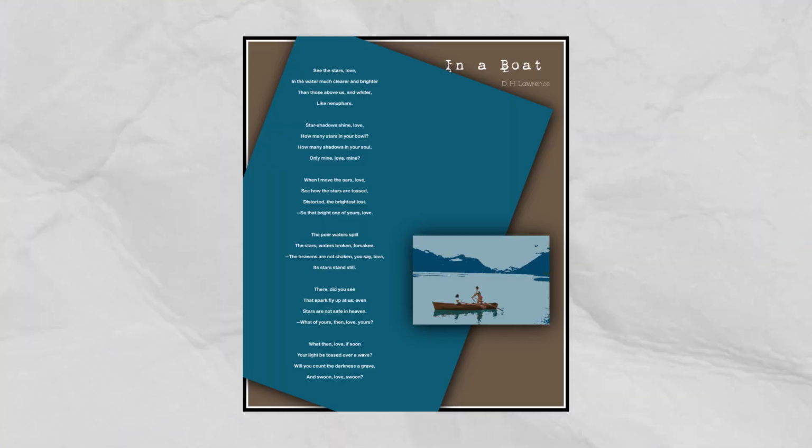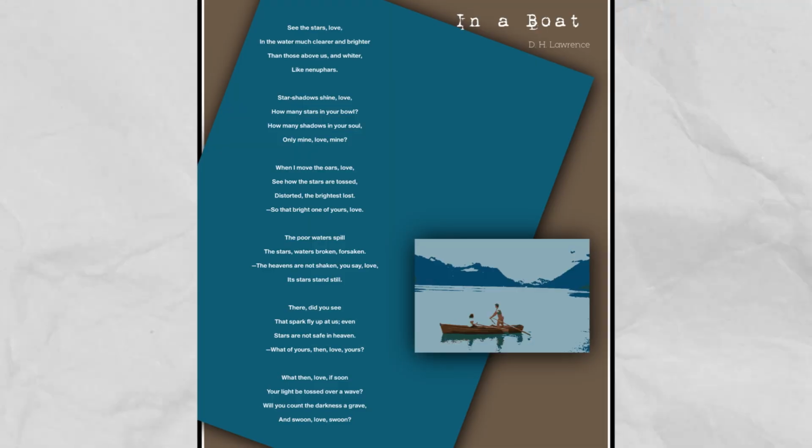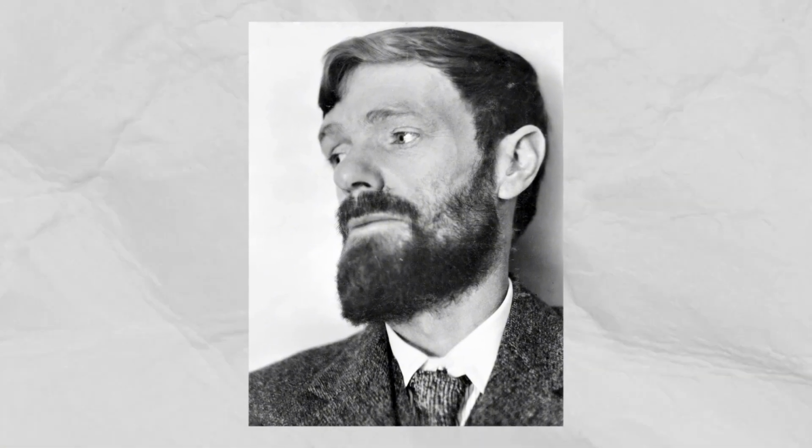Okay, this poem, In a Boat, was written by D.H. Lawrence. Lawrence often explores nature, emotion, and human experience. In this poem, he used comparative language to create striking imagery between the stars and their reflections in the water.